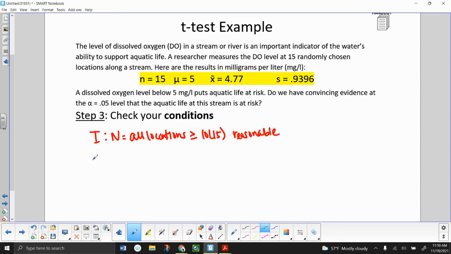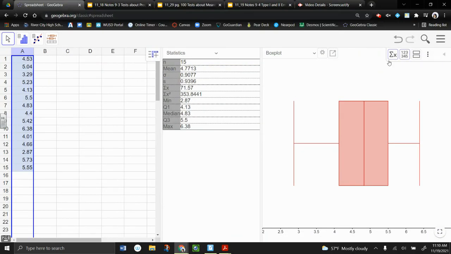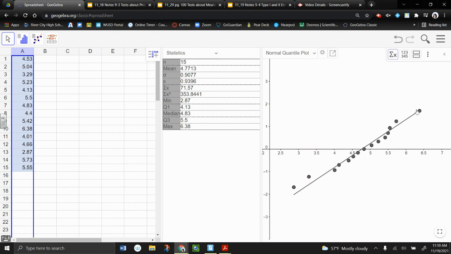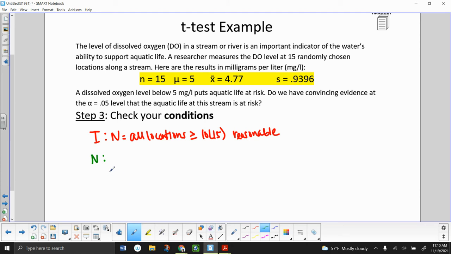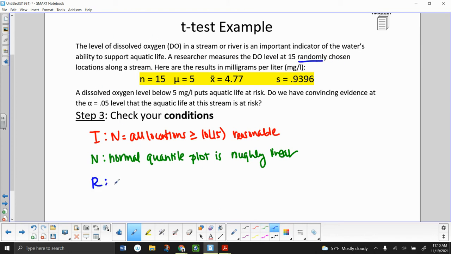Okay, for the normal condition, we're going to need to go to GeoGebra and check the normal quantile plot. So normal quantile plot is here, and again, we're looking for it to be roughly linear, which we can see that this is roughly linear. So normal quantile plot is roughly linear. And then lastly, the random condition, it says randomly chosen, so that's stated.